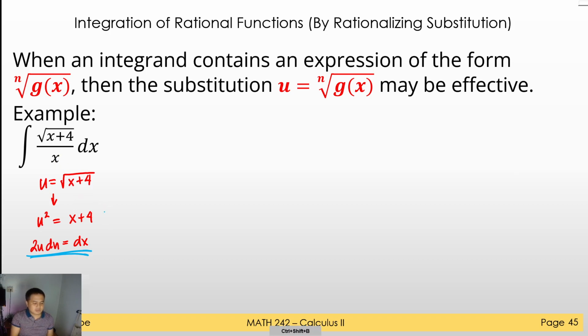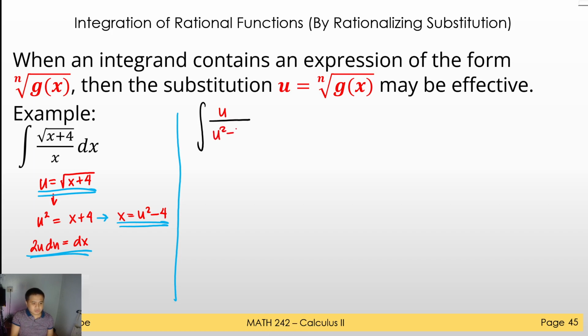For changing this one, you can also rewrite this as x is equal to u squared minus 4. Okay, so you have to use this substitution to solve for this. So you have u, and then here u squared minus 4, and then dx is 2u du. Simplifying this, you factor out the 2, and you have 2 times u squared over u squared minus 4 du.